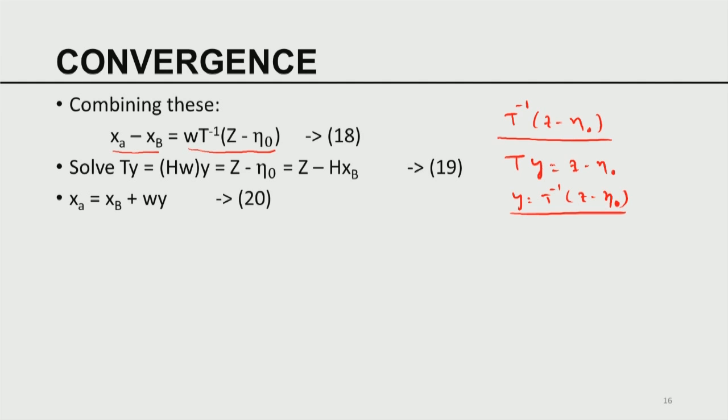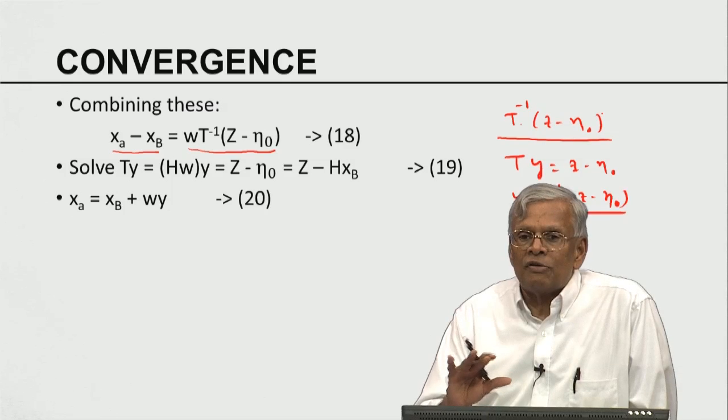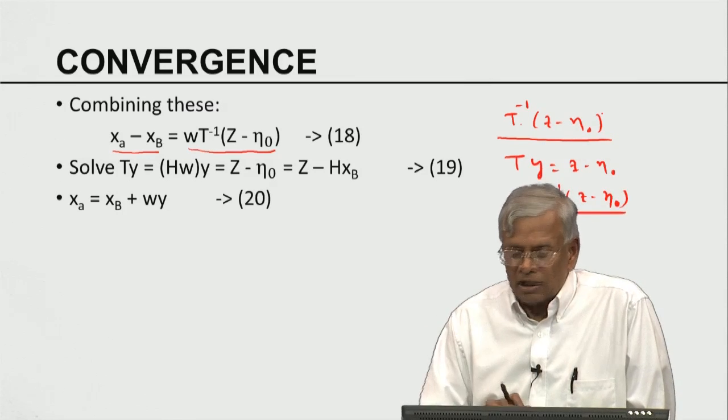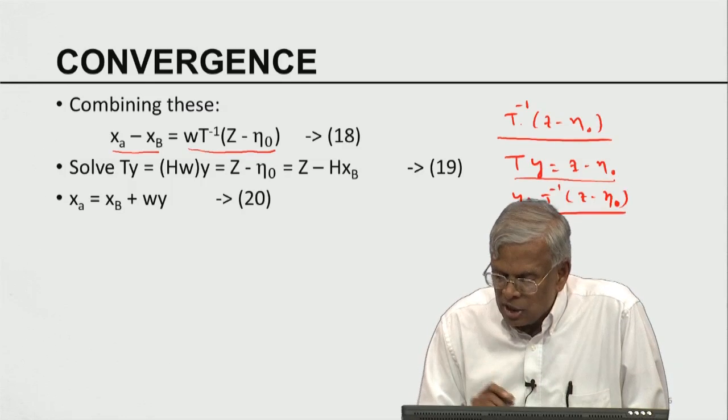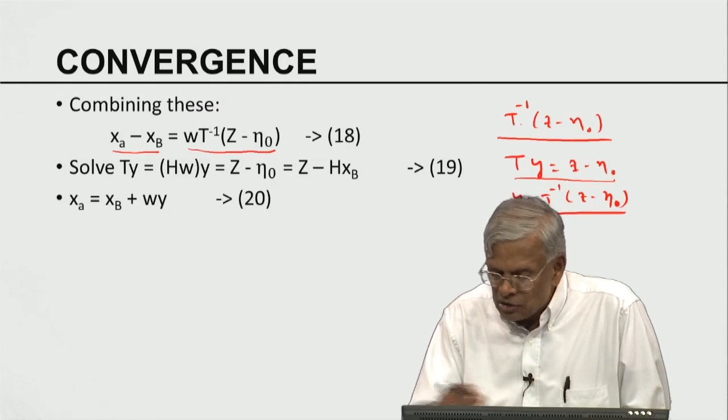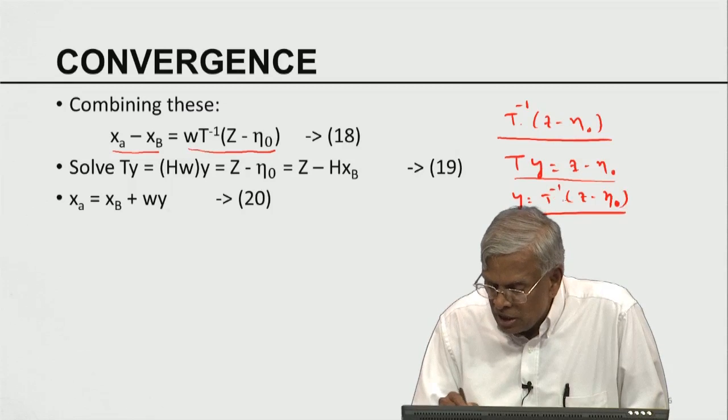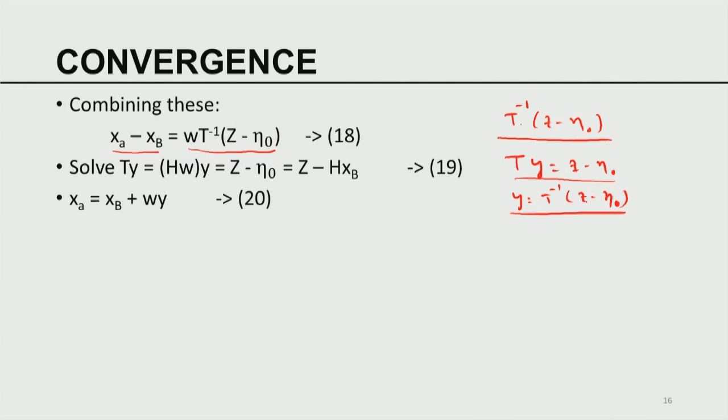Why am I mentioning this? I want to tell you a couple of things now. Your interest is not in trying to compute T inverse. You can do this by computing T inverse and multiplying, but I don't want T inverse. I only want T inverse times (z minus eta naught). So what is the best way to compute it? Please do not indulge in inverting the matrix T because it will take a long time. You simply write the linear equation T y equals z minus eta naught and solve it. y is indeed equal to T inverse (z minus eta naught). So you solve the system, and you get y.